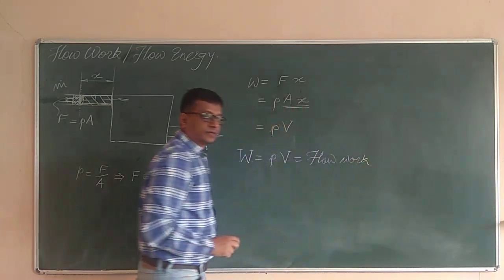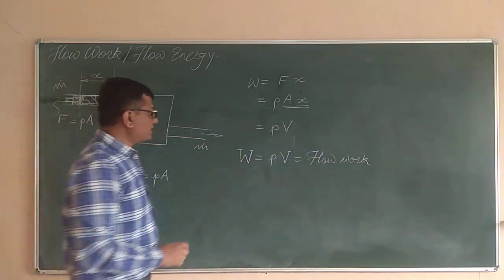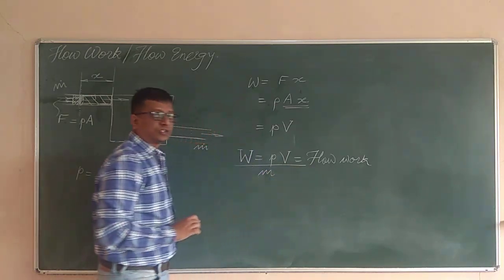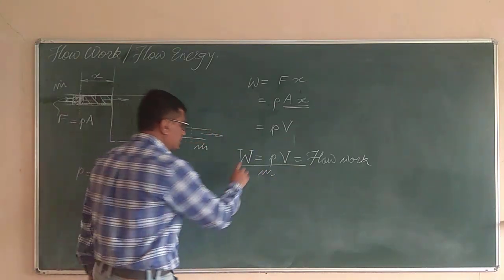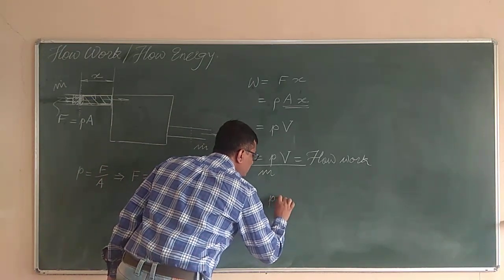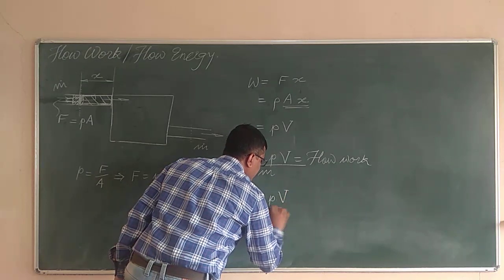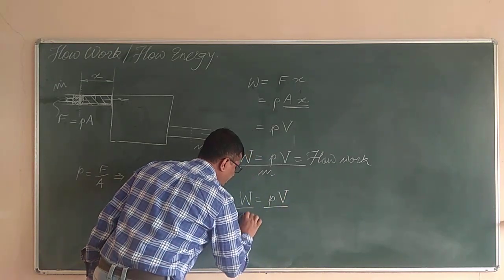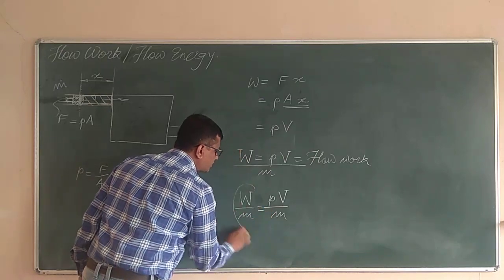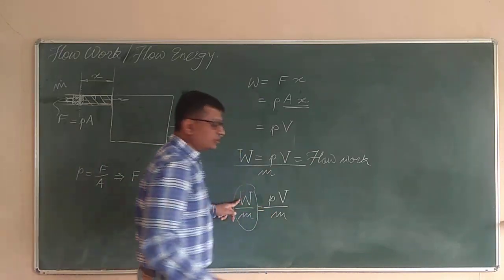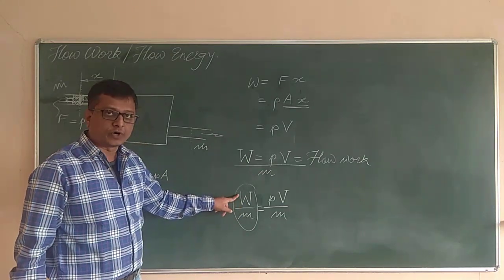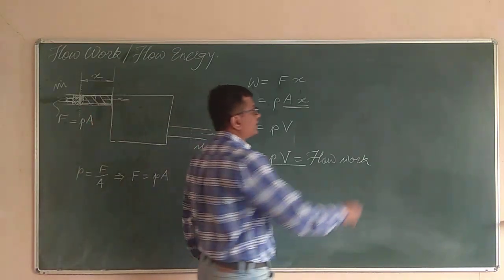This is the flow work, right? If I divide the entire equation by the letter small m, which is nothing but the mass of the fluid, what I will get is capital W equals P into capital V divided by small m. So out of this, capital W by small m, where capital W is the total flow work, W by small m will be the total flow work per unit mass of the fluid.